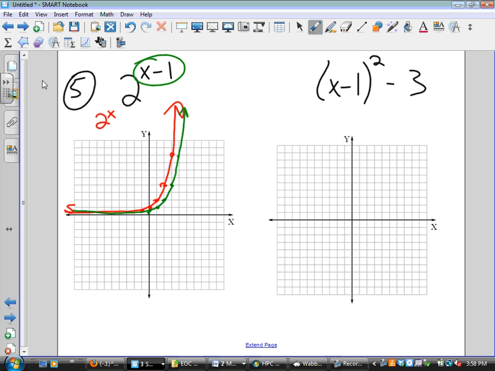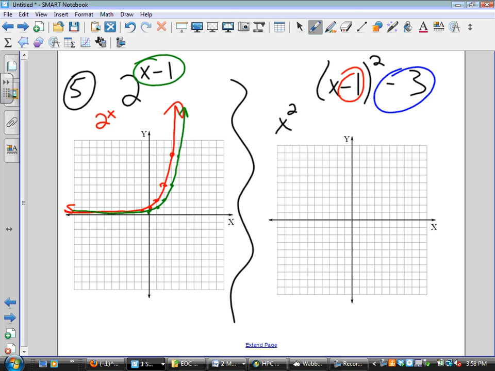Okay, so the next function over here, the parent function is x squared. We have a couple of transformations going on. One, we're moving to the right 1 unit, a horizontal shift to the right, and then we also have a vertical shift down 3 units. Before we graph the result, let's think about the parent function. The parent function is just x squared, and x squared, we know, is just a parabola. It looks something like this.